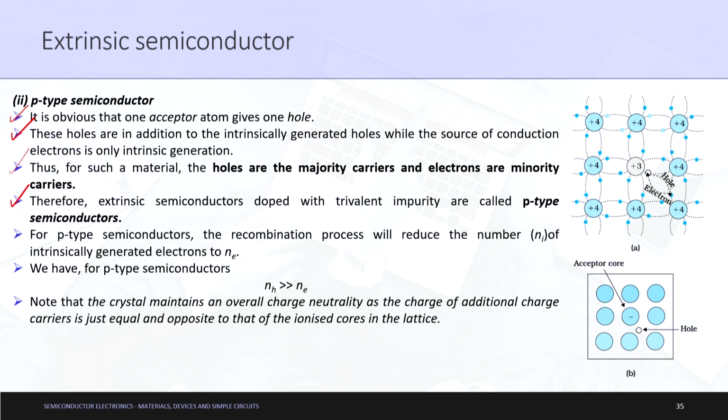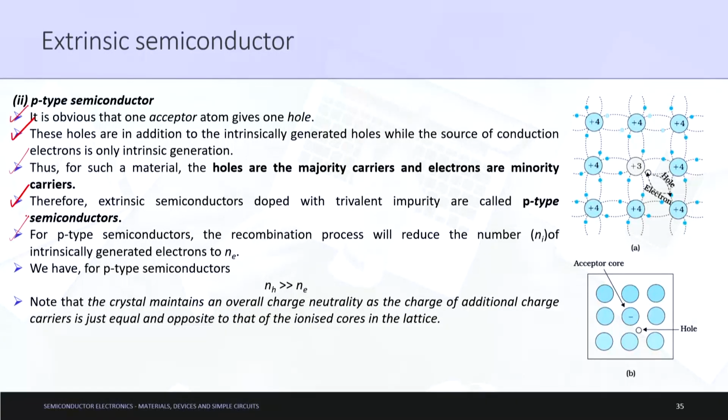So, some electron from one portion can go to another hole, and because of this movement we can say that there is a movement of electrons, or we can say there is a movement of holes. Due to this movement the conduction happens in p type semiconductor. Okay. So, for p type semiconductor the recombination process will reduce the number Ni of intrinsically generated electrons to Ne. For p type semiconductors NH is greater than Ne. So, if for n type it was Ne greater than NH, here NH is very much greater than Ne.